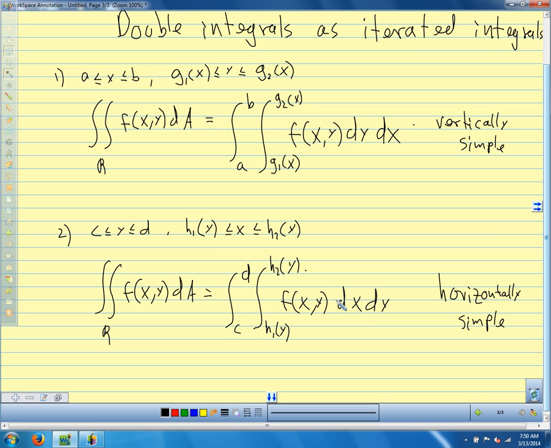And we evaluated a few of these, or I know we did one example, and there were some in the homework, where we evaluated this iterated integral. So now we can give an interpretation to what that iterated integral is. The iterated integral is this double integral, and we're finding the volume of a solid.